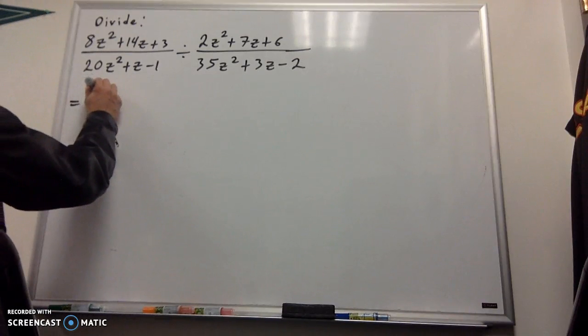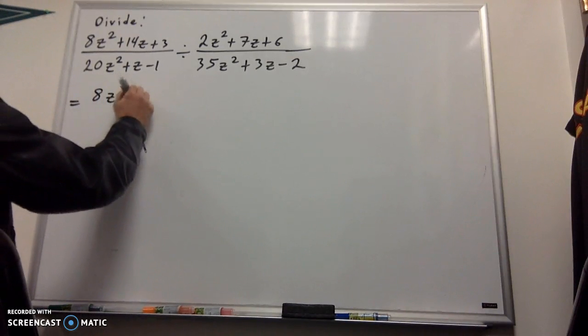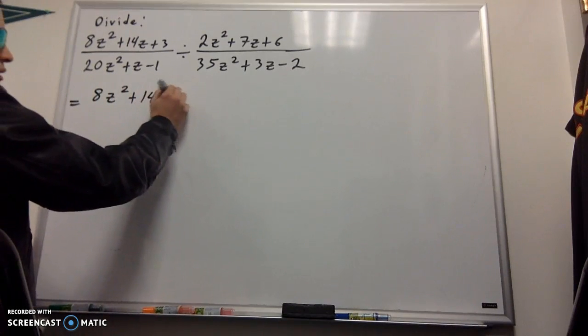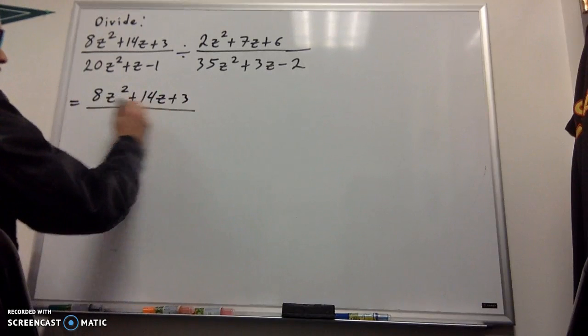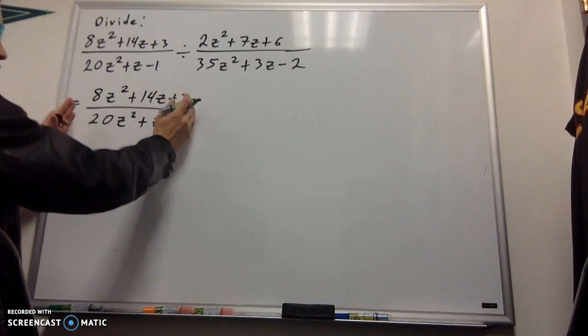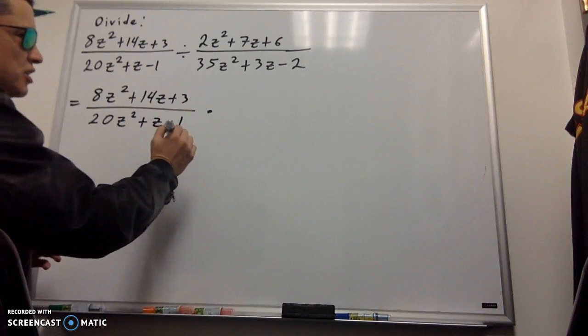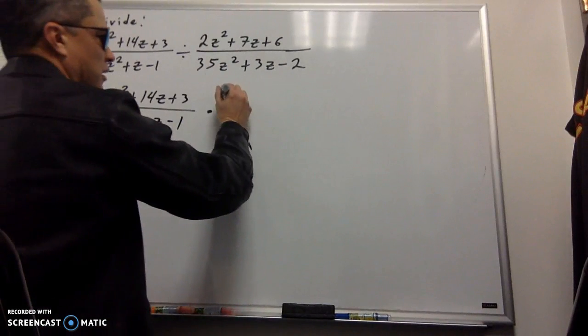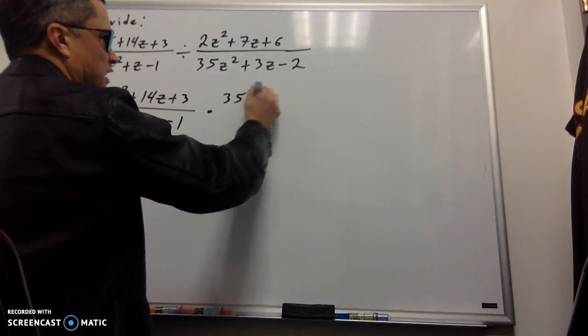So we're going to rewrite the first one, just copy it down, no change. If you know what copy dot flip means, it means copy the first fraction, write a dot for multiplication, and flip the second one. So we're inverting and multiplying the second one.